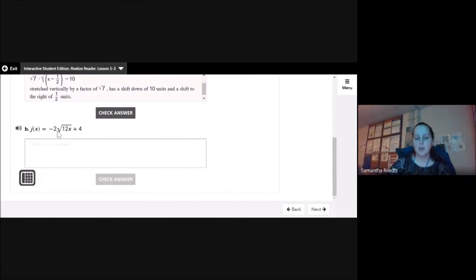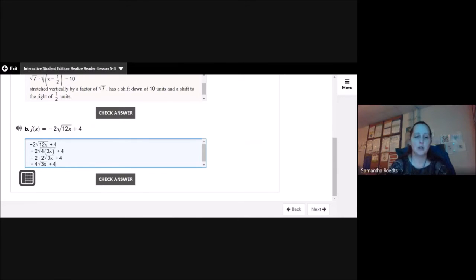j of x equals -2 times the square root of 12x plus 4. So again, I can rewrite this. I have -2 square root of 12x plus 4. Well, this can be rewritten as 4 times 3x plus 4. This is -2 times 2 times the square root of 3x plus 4. Okay. So this is -4 square root of 3x plus 4.